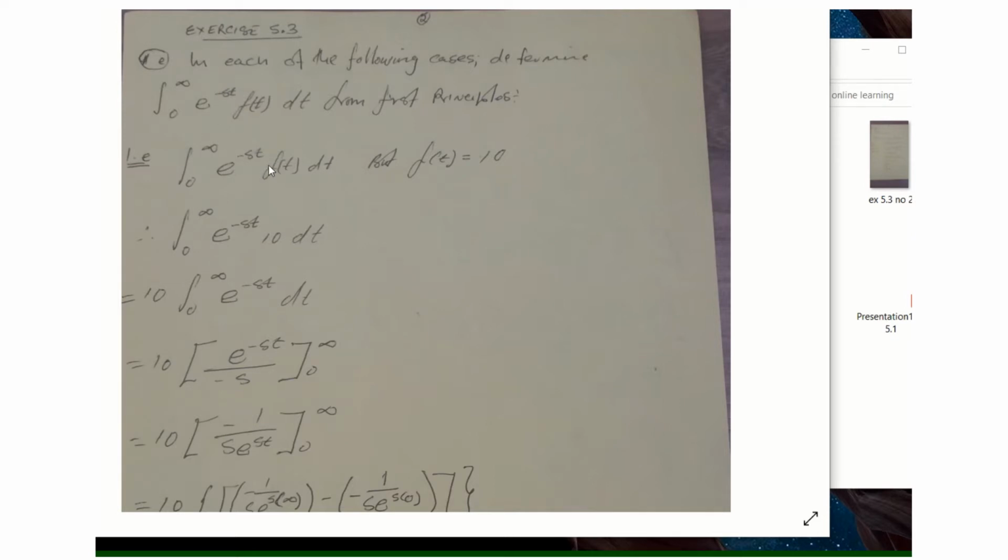So you have to replace this function of t with the 10 because you are given a 10. And you realize that this 10 is a constant term. It goes outside the integral sign, and then you are left with an integral between infinity and 0 of e raised to minus st dt. To integrate, it's an exponential function. It comes back as it is. You divide by the derivative of your power, which is your minus s. And then you have to evaluate between 0 and infinity.